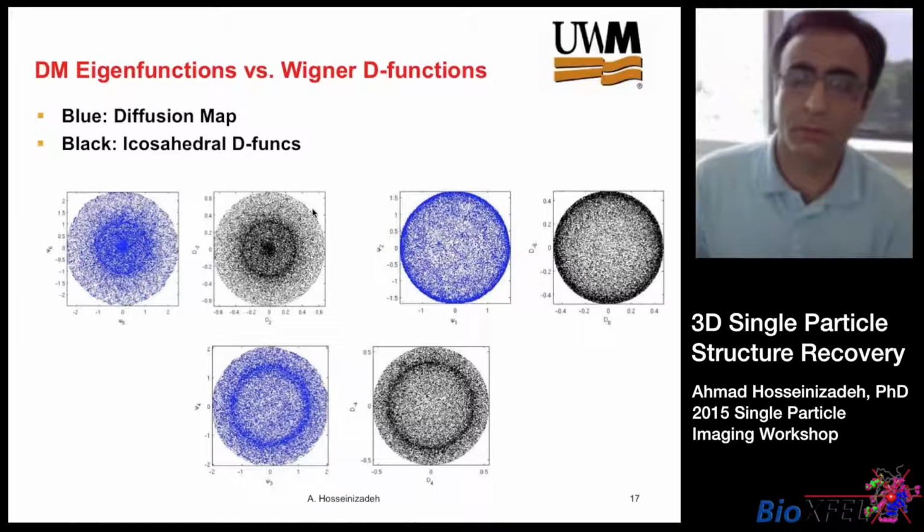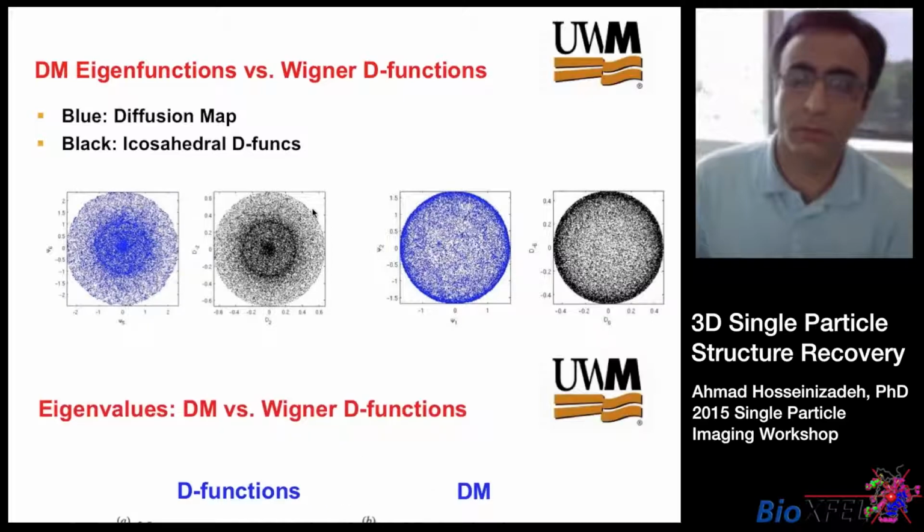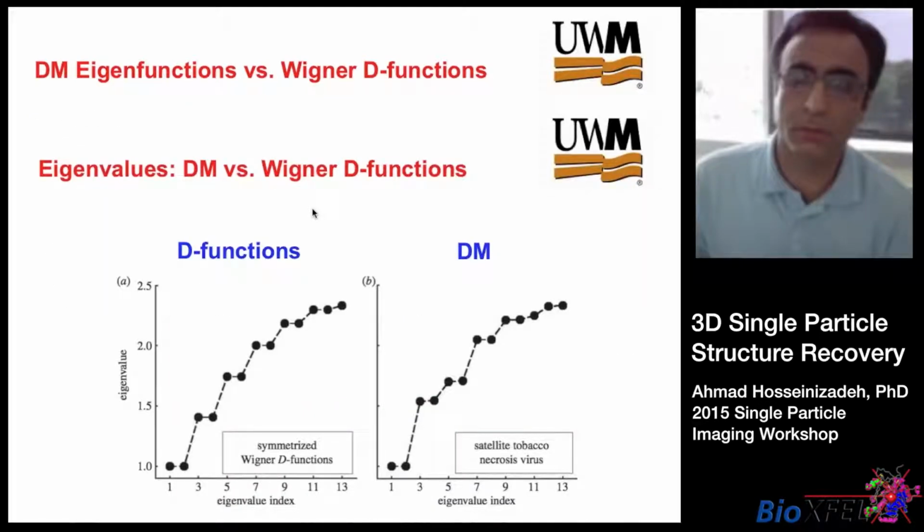And likewise for the eigenvalues. So we have 6 degenerate pairs here. Likewise for the Wigner D function, for the diffusion map, and 1 single, and single here. For the diffusion map, the eigenvectors can move, so necessarily they are not in the same order. You will see that in the next slide.